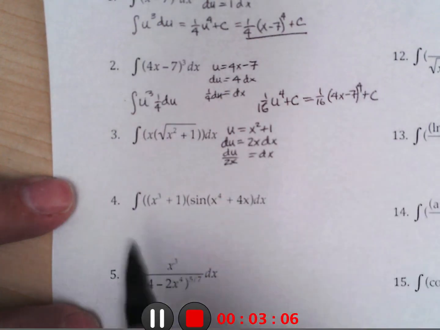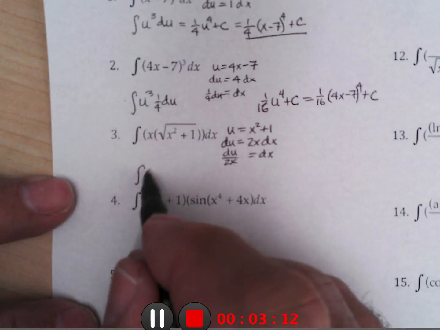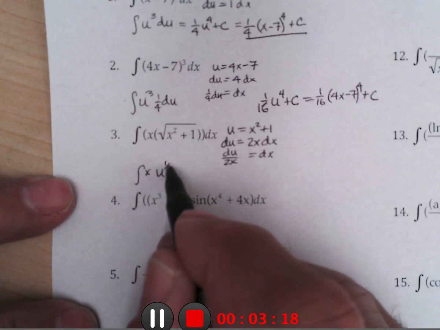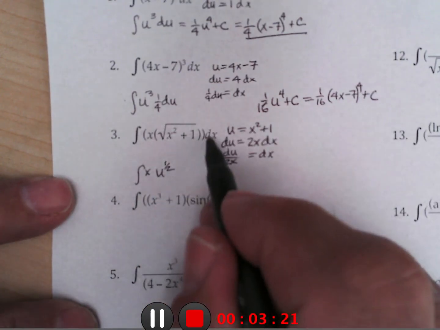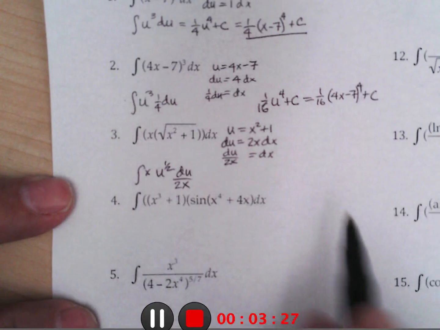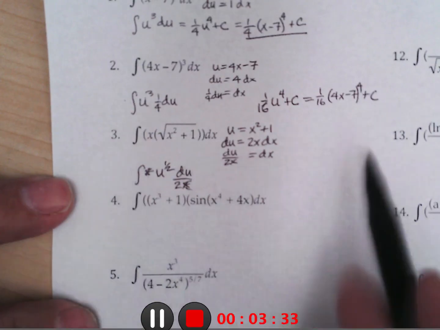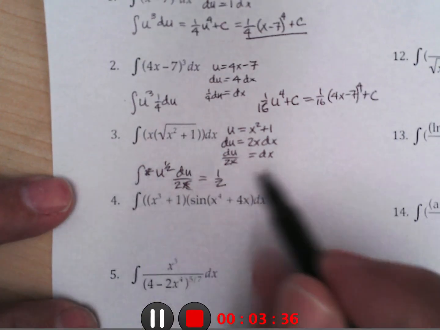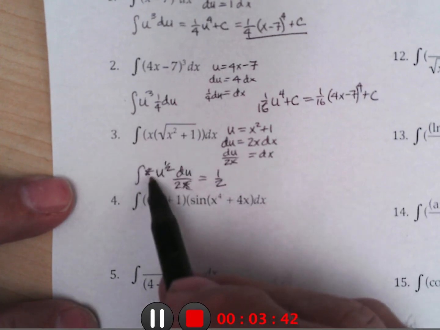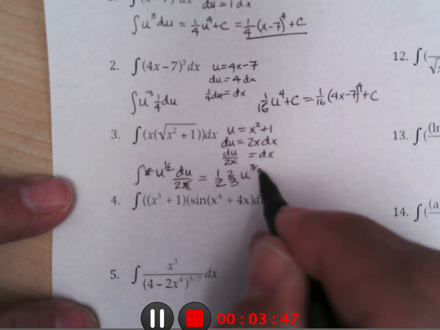So then this integral would turn into the integral of x times the square root of u, which is u to the 1/2, because that's what I had u as. And the dx is du over 2x. These x's would cancel, so I get a 2 in the denominator, so I get 1/2. And then u to the 1/2, if I add 1, it's 3/2. So I have to divide by 3/2 or multiply by 2/3 u to the 3/2 plus c.